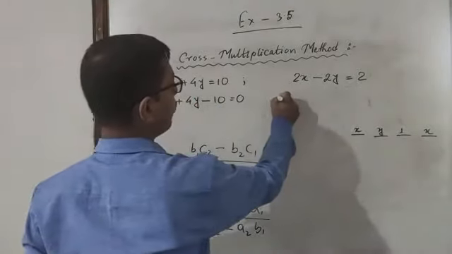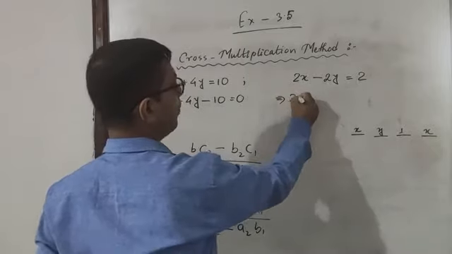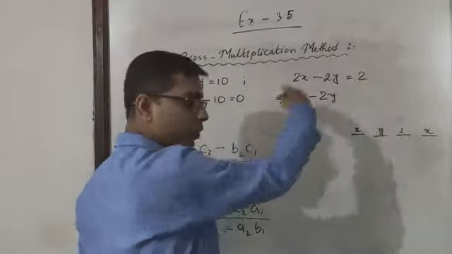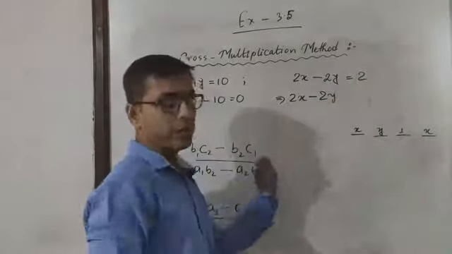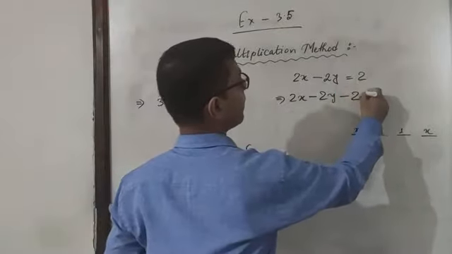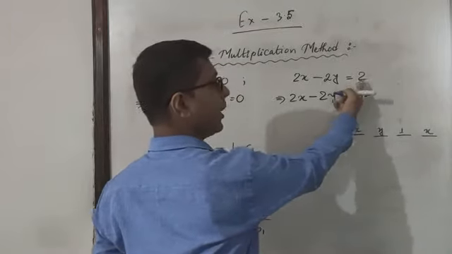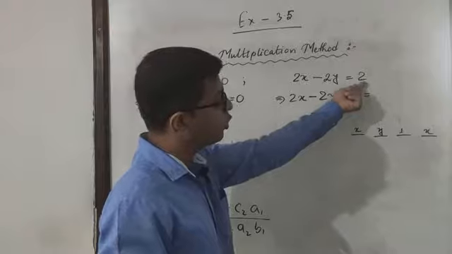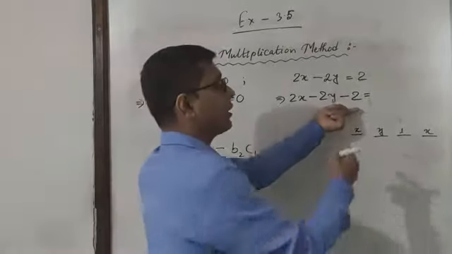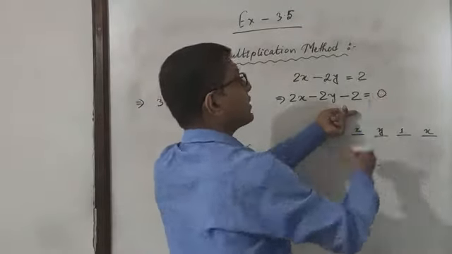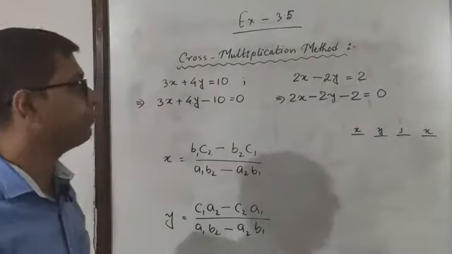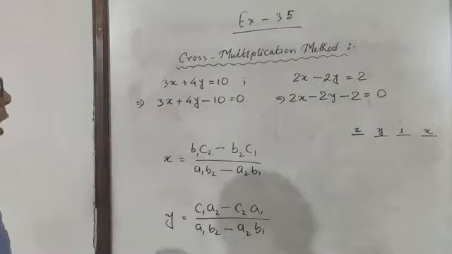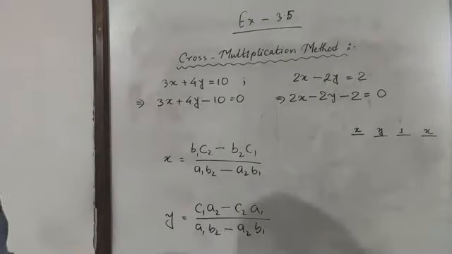Similarly, in this equation, 2x minus 2y equals 2: let us bring 2 to this side. It is positive 2, and when it is shifted this side it becomes minus 2, that is negative 2, and equal to 0 remains. So these are the two equations.